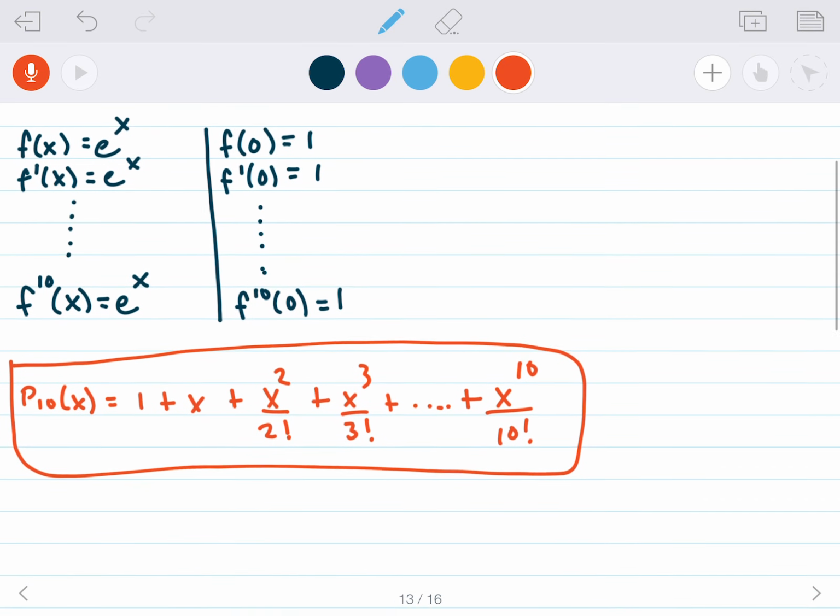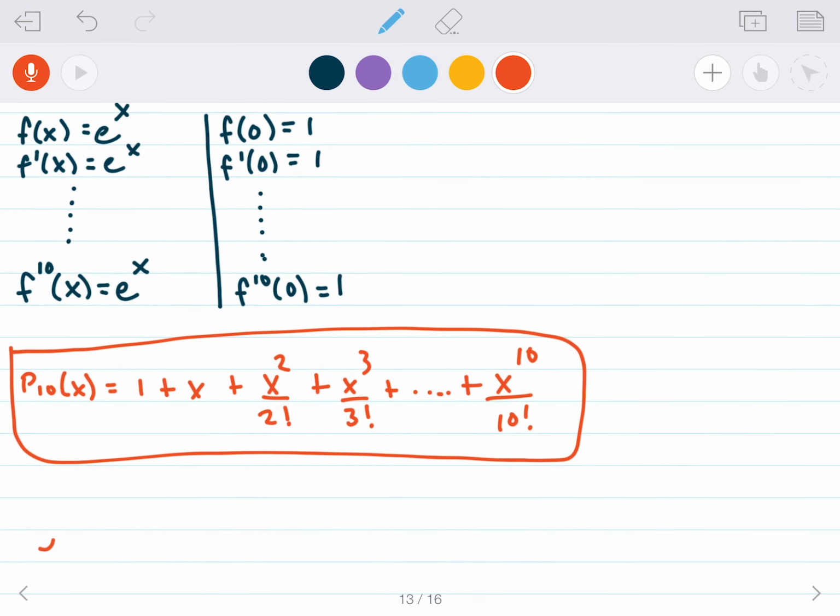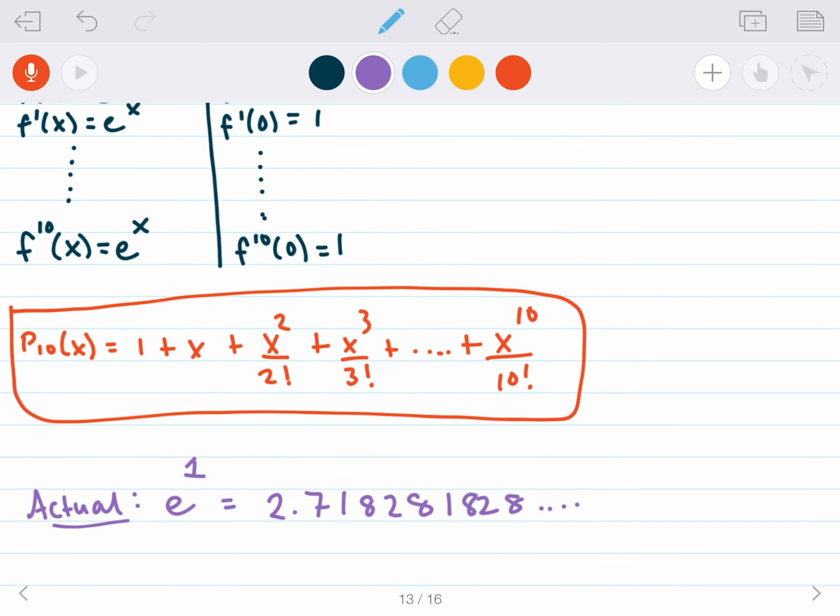Well, the actual value, when we do x equals 1, you guys. The actual value of e to the x, so we're plugging in 1 for x. Well, that's just this irrational number, 2.718281828, and there it goes. So that's our actual value of e forever and ever.